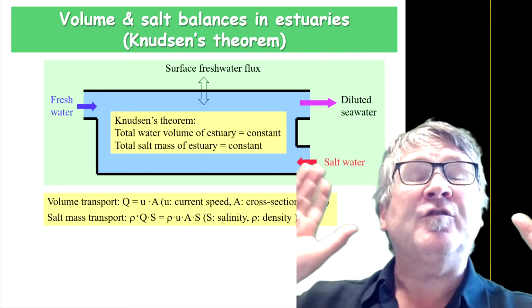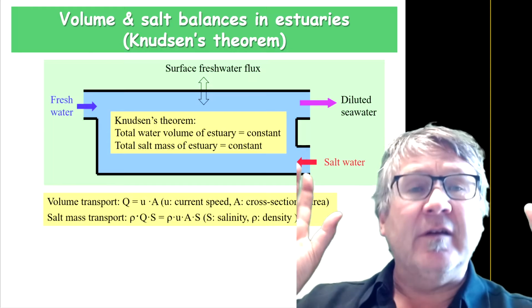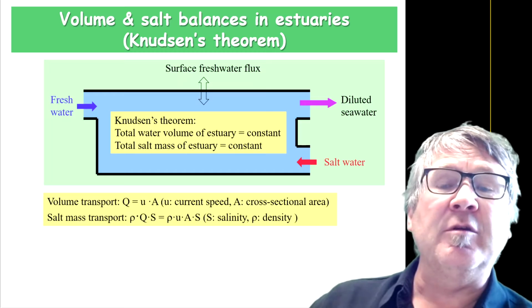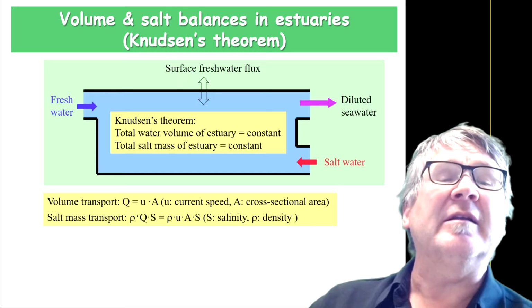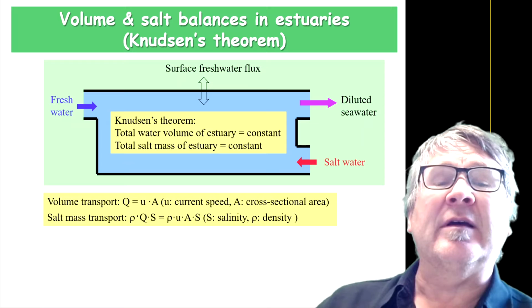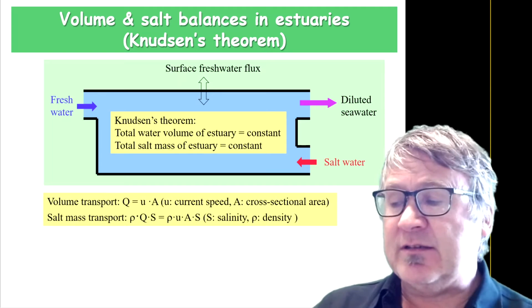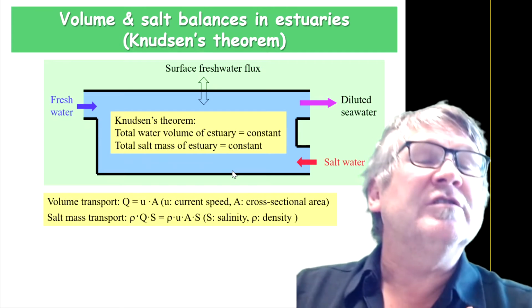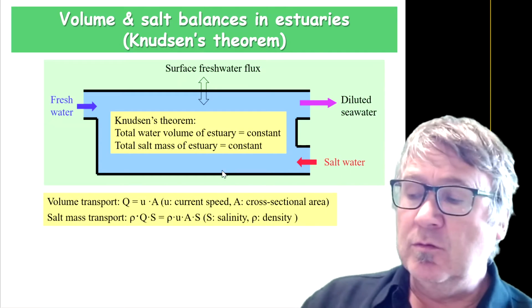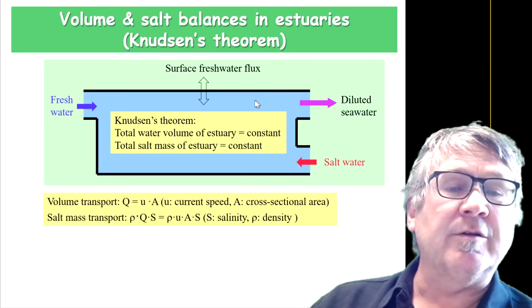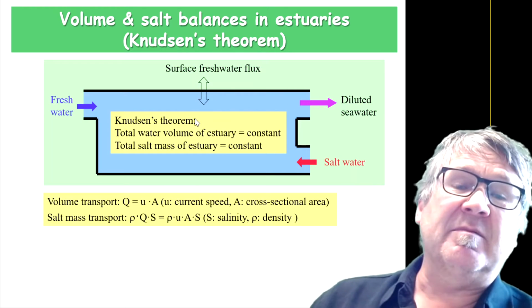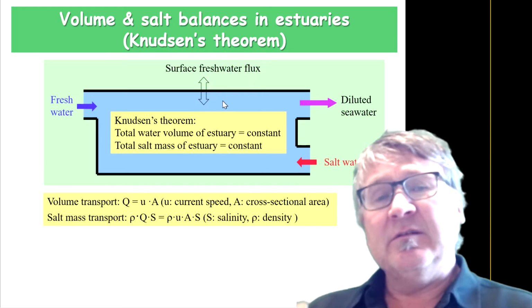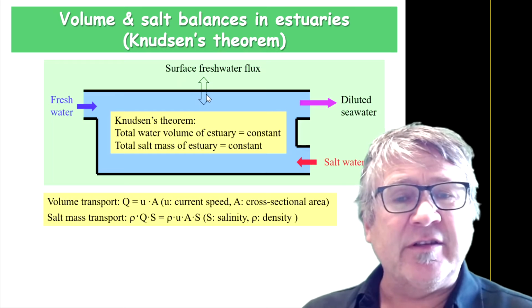And you have two sources of inflows of volume. One is the fresh water coming from your river. The other one is the seawater, the salt water coming from the adjacent ocean. And the inflows have to be balanced by the outflow, which is that of diluted seawater. There might be some small corrections that come from surface freshwater fluxes. If you have precipitation or evaporation, that changes the volume.